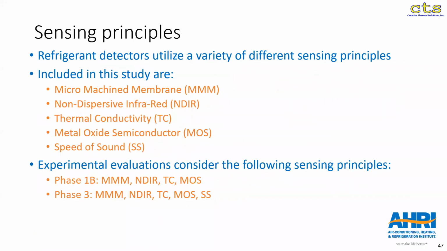The sensing principles, I should mention there's a large variety of different sensing principles out there, so many different physical principles that are employed. We have here included in this study 5 different ones. The first one is called micro-machined membrane, MMM, then NDIR, which is the non-dispersive infrared, thermal conductivity based, MOS, metal oxide semiconductor, and also one the speed of sound measurement principle. And you see here how phase 1B, which was practical evaluation, and also phase 3 have almost the same. Phase 3 has one additional principle, that speed of sound, which became recently available. Next, please.